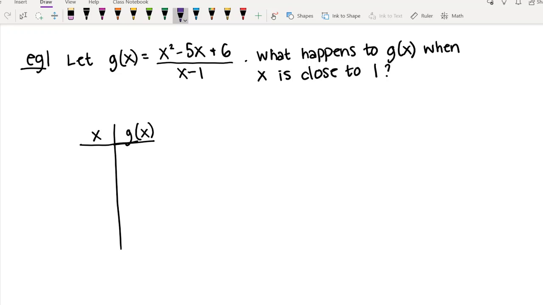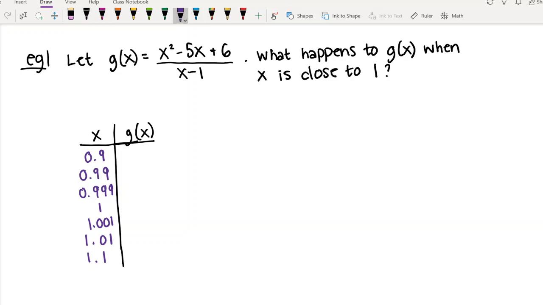Okay, so this time we're trying to plug in values that are close to 1. So that could be things like 0.9, 0.99, 0.999. And then I'll put 1 in just as a placeholder. Then we could do 1.001, 1.01, and 1.1.